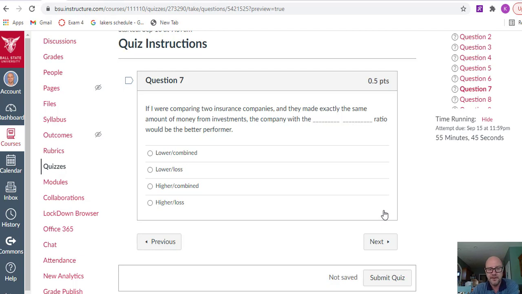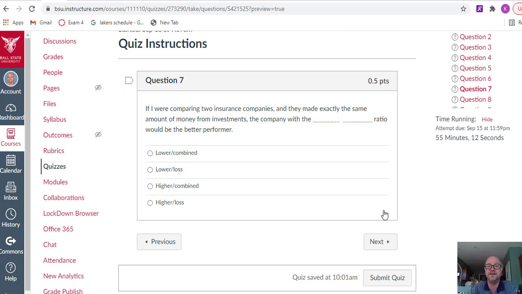This one's fun. If I were comparing 2 insurance companies and they made exactly the same money from investments, the company with the lower combined ratio does better, because investments aren't part of loss ratio or combined ratio. So that's not the difference. The question is, is it better to have a higher ratio or a lower ratio? And because it's defined as expenses over premiums, lower is better.